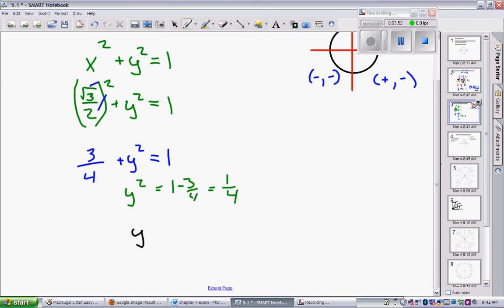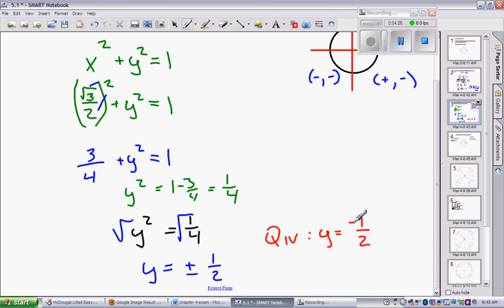So if y squared equals 1/4, take the square root of both sides, to get y alone. Y is the positive or the negative square root of 1/4, and the square root of 1 is 1, the square root of 4 is 2, so 1/2. And since it's in quadrant 4, we need y to be negative. So it's in quadrant 4, therefore y is negative 1/2.